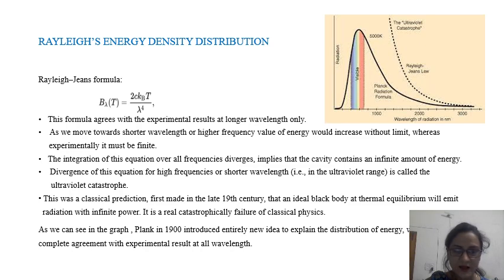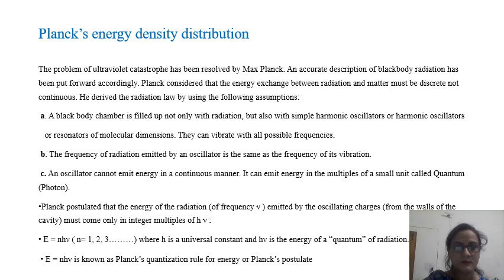As we can see in the graph, Planck in 1900 introduced an entirely new idea to explain the distribution of energy. You can see in this diagram there is a complete agreement with the experimental result at all wavelengths. Planck's energy distribution. The problem of ultraviolet catastrophe has been resolved by Max Planck. An accurate description of blackbody radiation has been put forward accordingly.